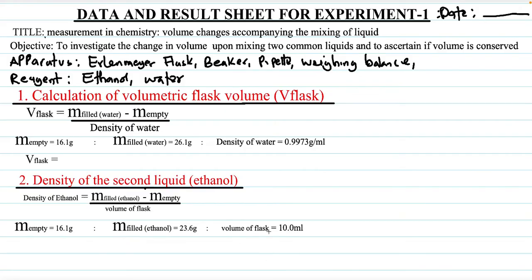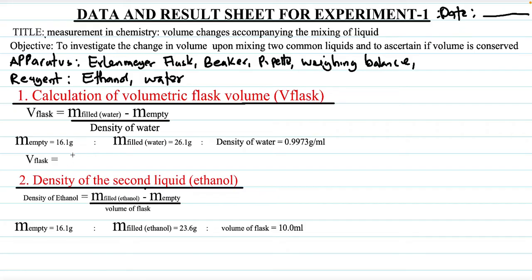Now, so let's go back to this. The first calculation here is the calculation of the volumetric flask volume. The formula is V flask equals mass filled with water minus mass when it is empty, divided by the density of water. Now from the table we got 16.1 for the empty mass, and the mass filled is 26.1. Density of water is this. So simply insert this into the formula.